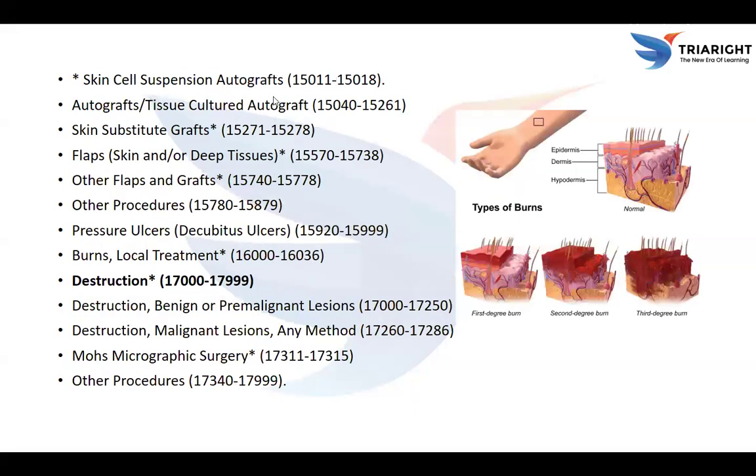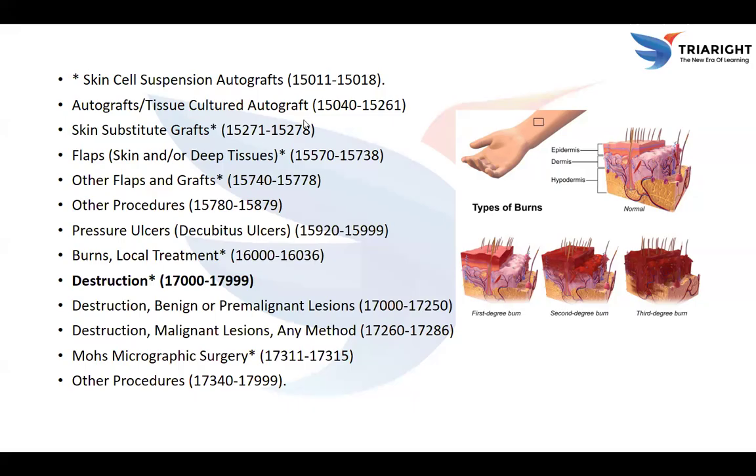Skin cell suspension autografts. In this, the skin cells are taken from the same patient, processed into a cell suspension and sprayed or applied to a wound. The skin cell suspension autografts are mainly used for burns, large wounds and when traditional skin grafts are difficult. The code ranges are from 15,011 to 15,018.